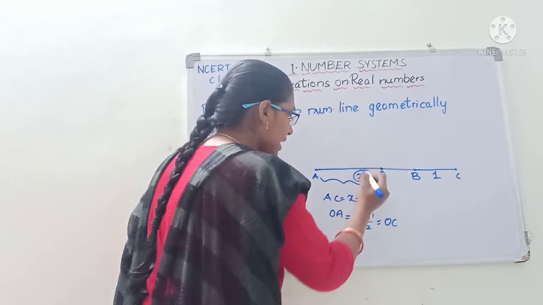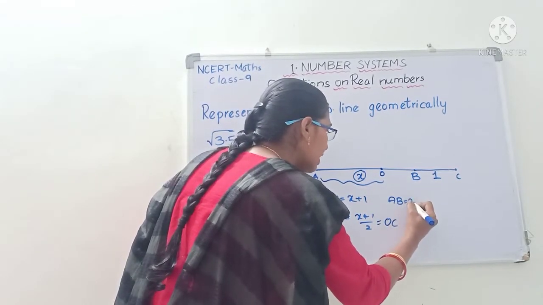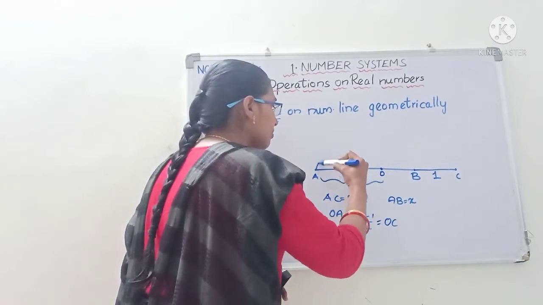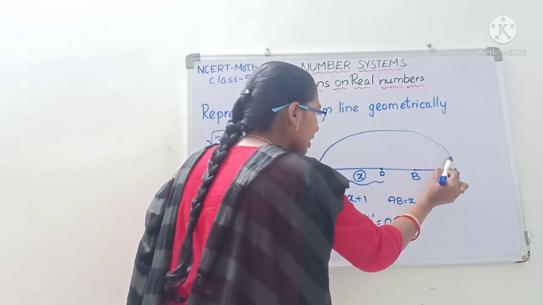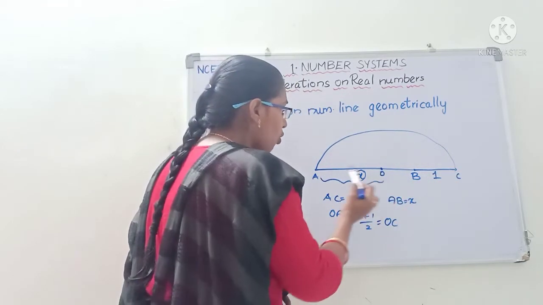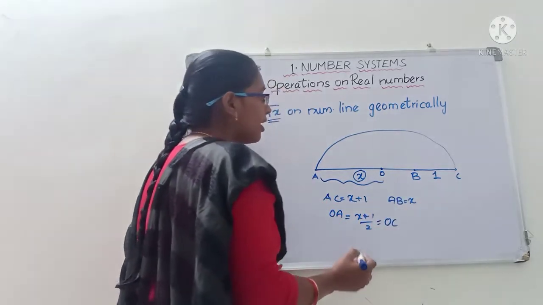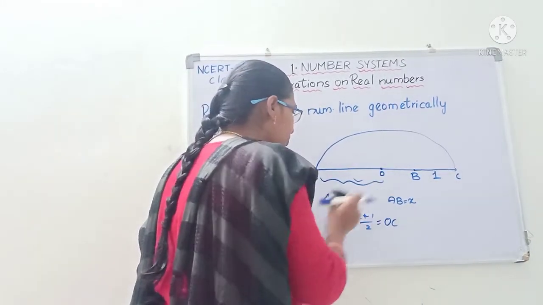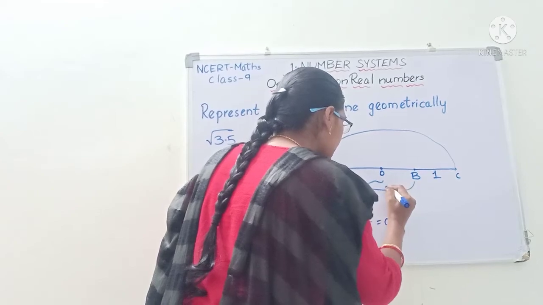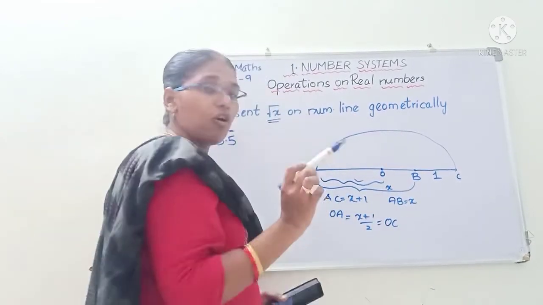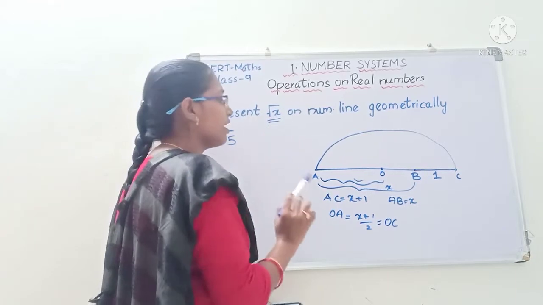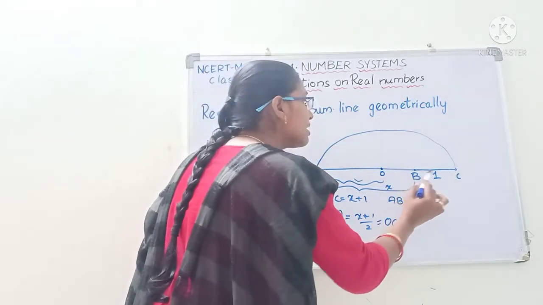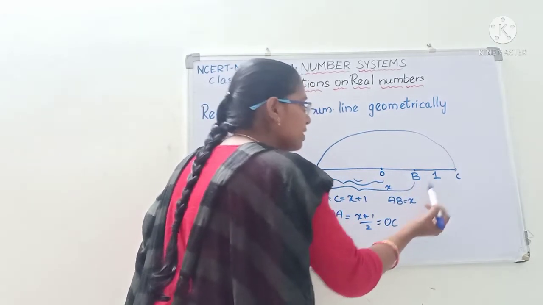What is this x, children? x is AB. AB is of length x units. Now, with radius OA, draw a semicircle. You will get a semicircle in this way because OA is equal to OC. Now, after drawing the semicircle with radius OA, here AB is x units. First step is draw a line. If you want to represent root x on the number line, draw AB of length x units. Then extend B to C where BC is 1 unit.